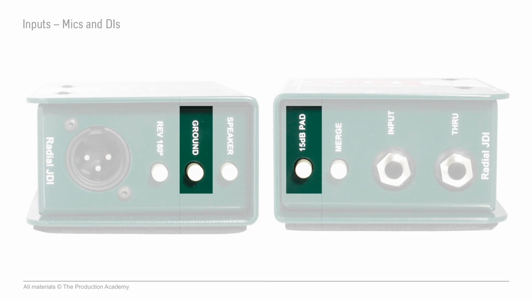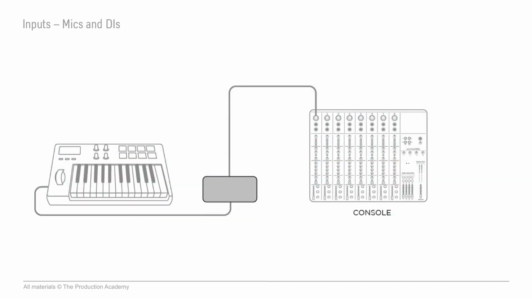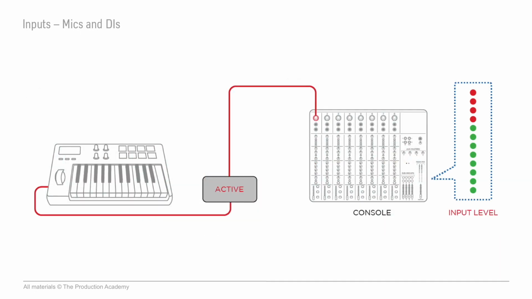There are 2 common features that most DIs have, a pad and a ground lift. Some line level sources, like keyboards, can easily clip an active DI, or end up being really hot when they hit the console. A pad cuts the signal, which can help keep it at a good level.